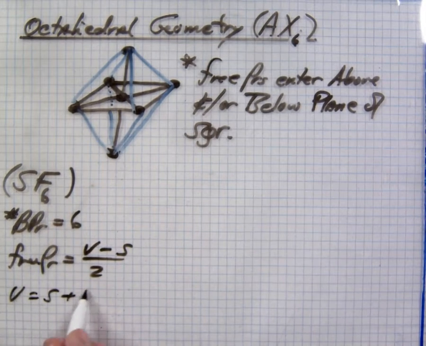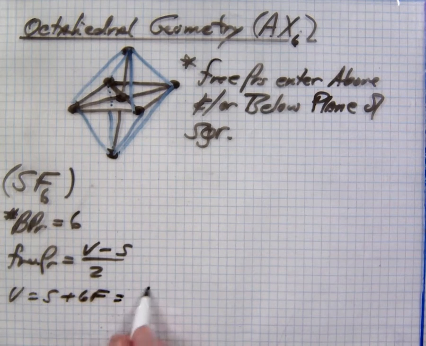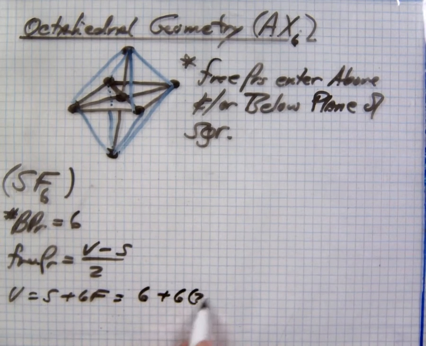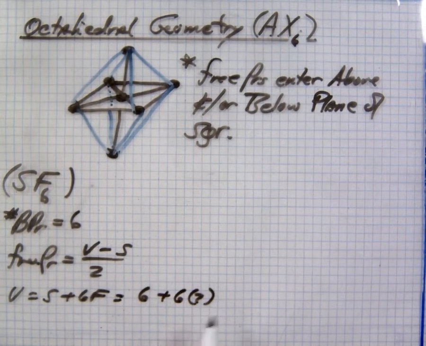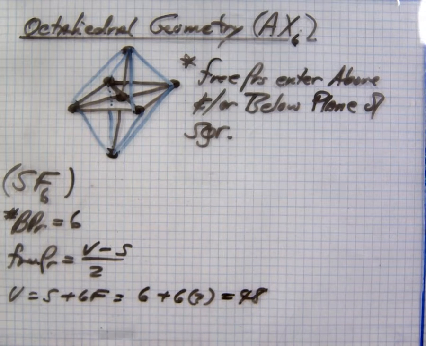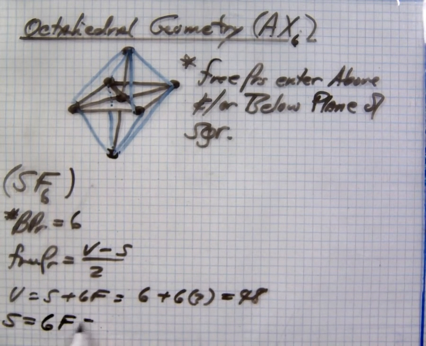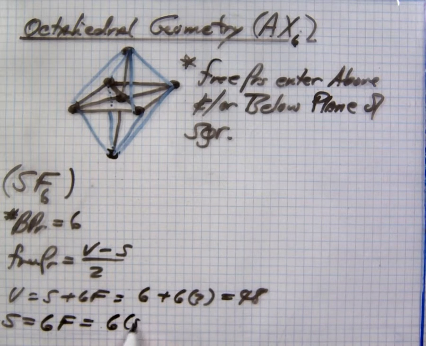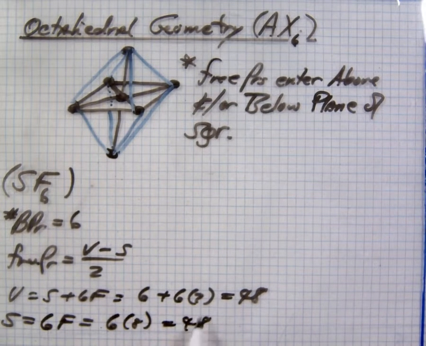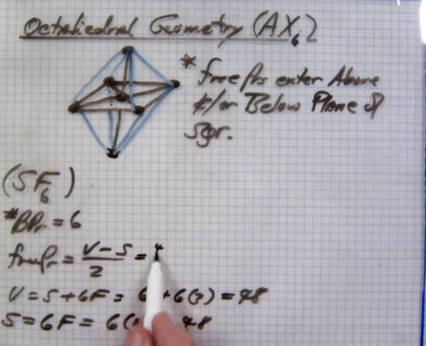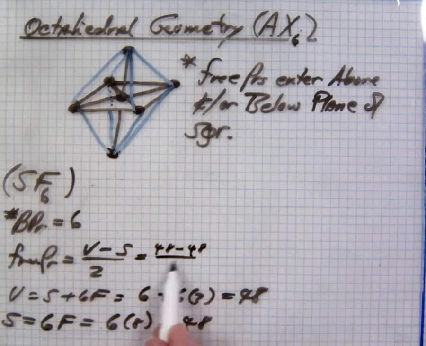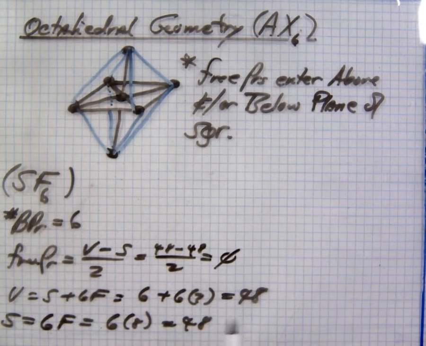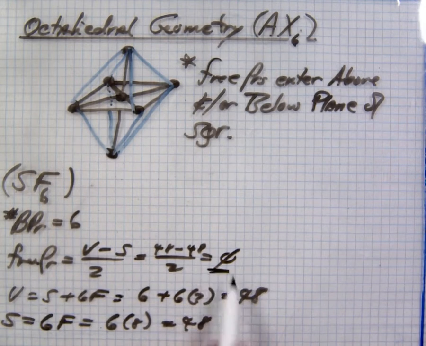Valence is sulfur plus 6 fluorides. That's 6 plus 6 times 7, 48. Your substrate number is 6 fluorides, 6 times 8, and that's 48. So we have 48 minus 48 over 2, or 0 free pairs. So we got 0 free pairs, 6 bonded pairs, 6 plus 0.